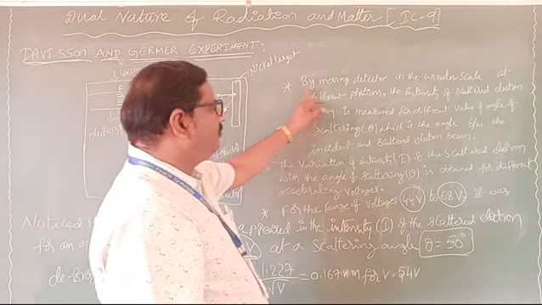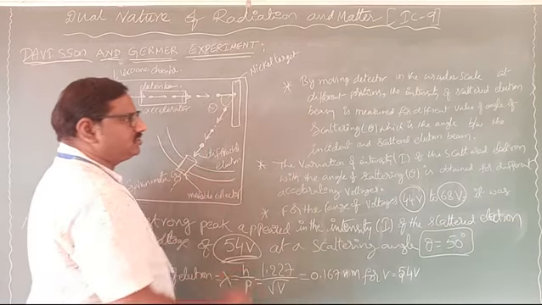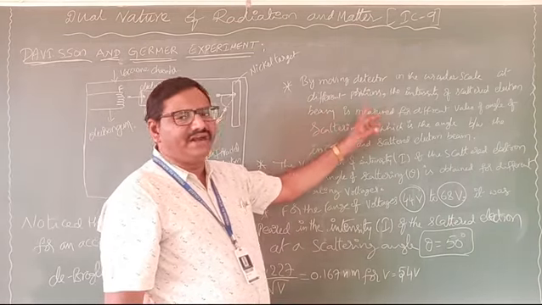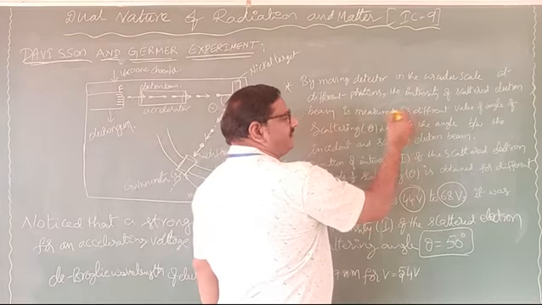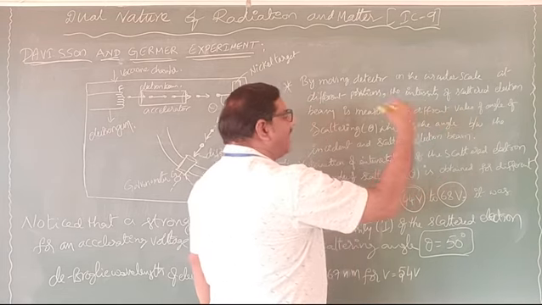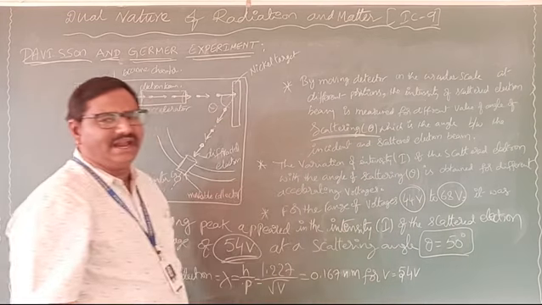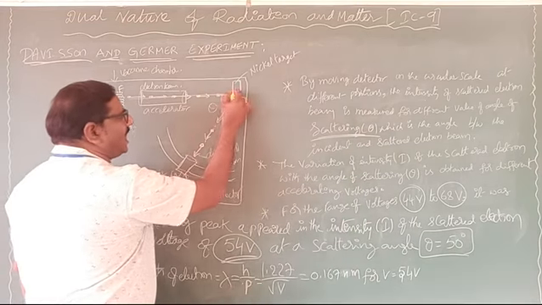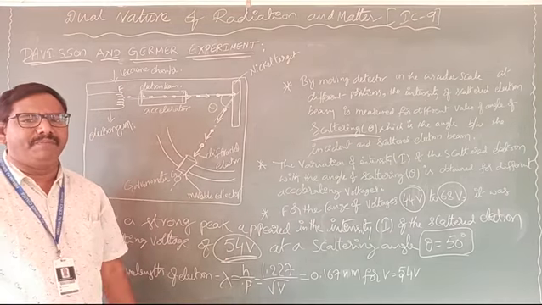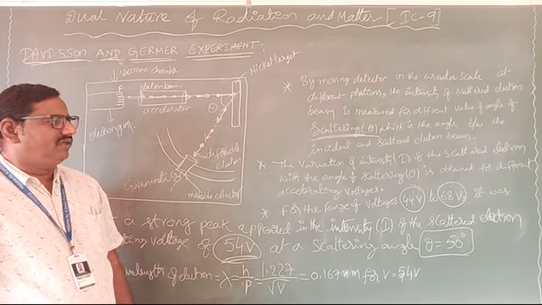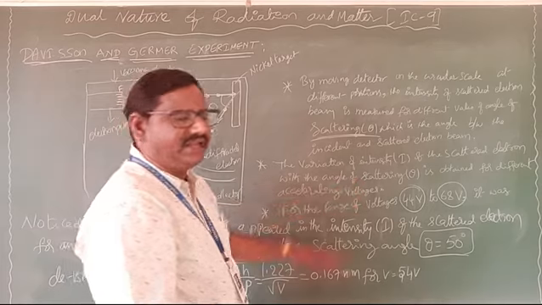The detector moves on a circular scale. At different positions on the circular scale, the intensity of the scattered electron beam is measured for different values of the scattering angle, that is, the angle between the incident and scattered beams. That angle is represented with theta. They are measuring the variation of intensity with theta.